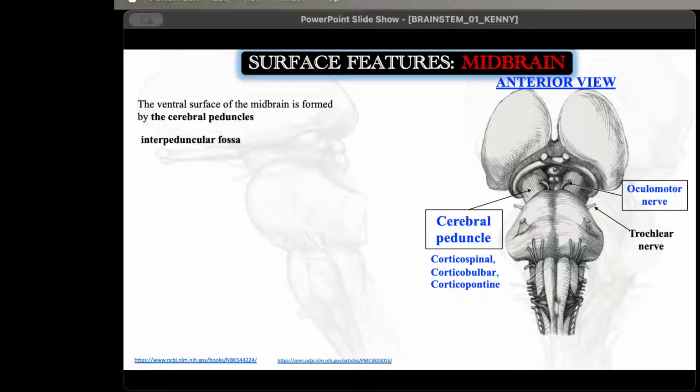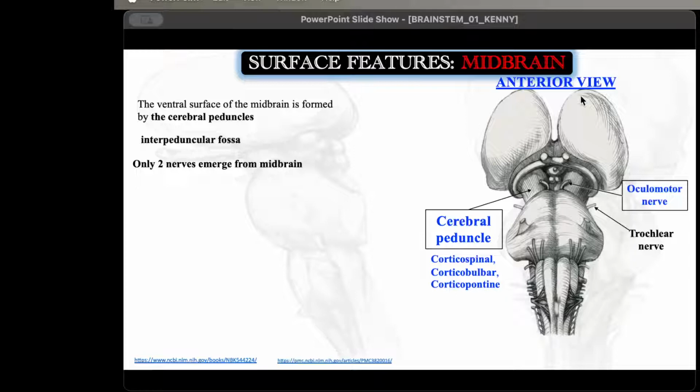The first two cranial nerves, number 1 and number 2, don't originate from the brainstem. They originate from the higher centers, but cranial nerve number 3 and number 4 originate from the midbrain. The rest of the cranial nerves originate from the lower parts of the brainstem, which are the pons and medulla. So only two true cranial nerves come from the midbrain: on the ventral surface is the oculomotor nerve, cranial nerve number 3, and on the posterior aspect is the trochlear nerve, cranial nerve number 4.